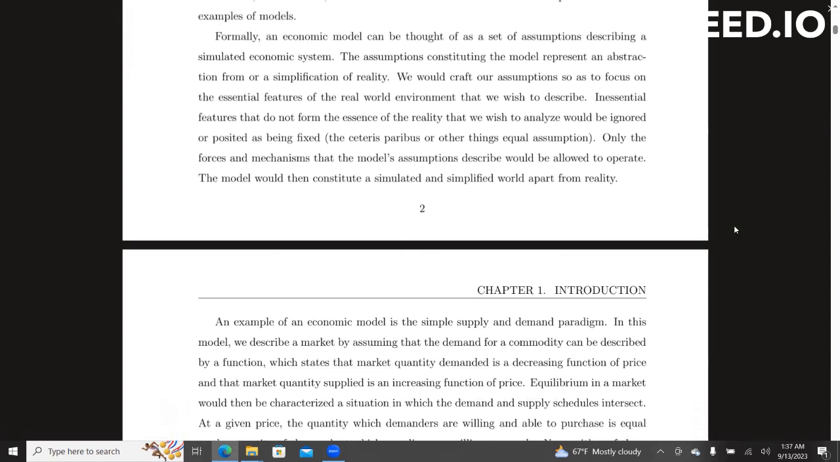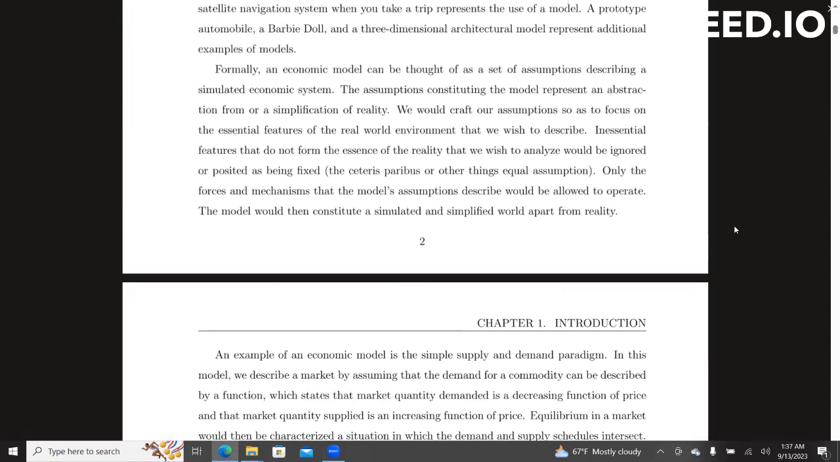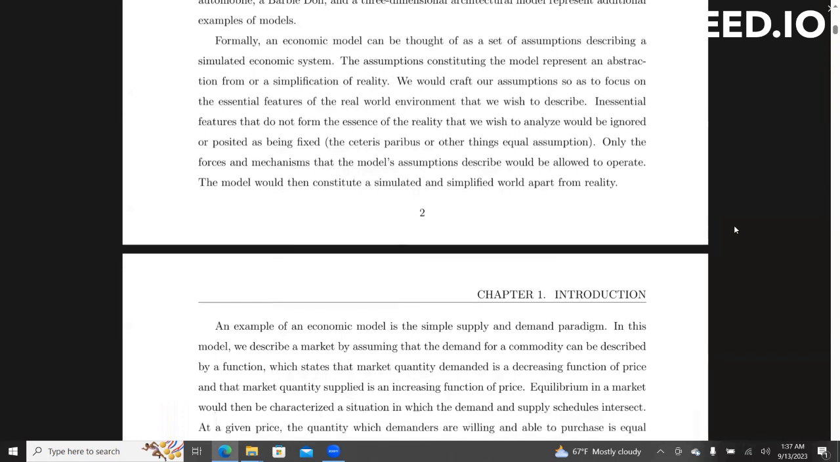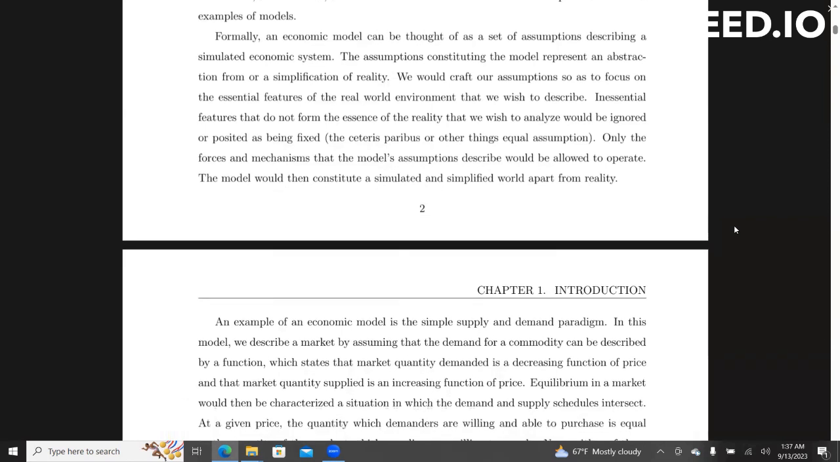So, formally, an economic model can be thought of as a set of assumptions describing a simulated economic system. The assumptions constituting the model represent an abstraction from or a simplification of reality. We would craft our assumptions so as to focus on the essential features of the real-world environment that we wish to describe. Inessential features that do not form the essence of the reality that we wish to analyze would be ignored or posited as being fixed.